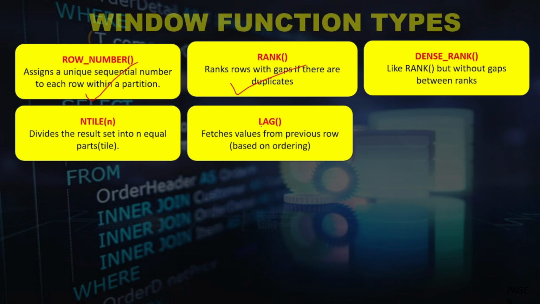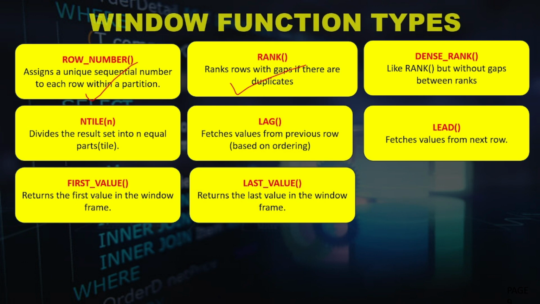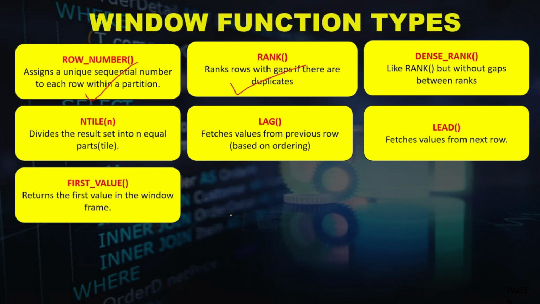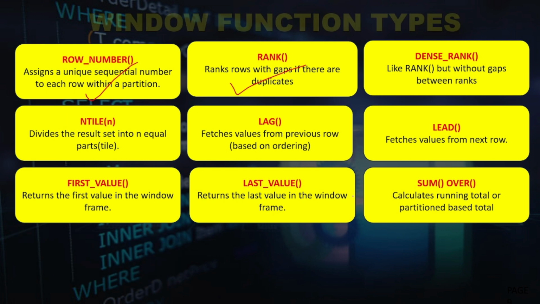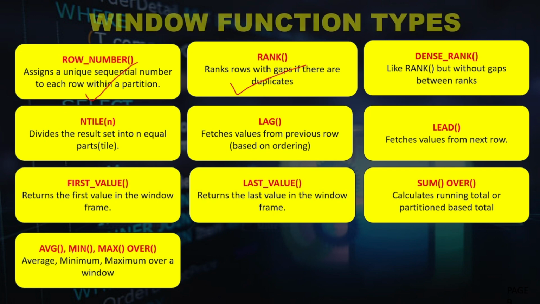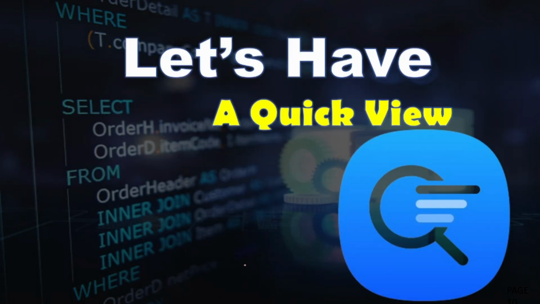Lag fetches the previous row, and lead fetches from the next row. First value from the window, last value from the window. Sum over calculates the running total of that particular partition or window. Likewise, we have average over, mean over, max over, that is of that window. Since we'll go and see all these functions in detail in SQL Server.